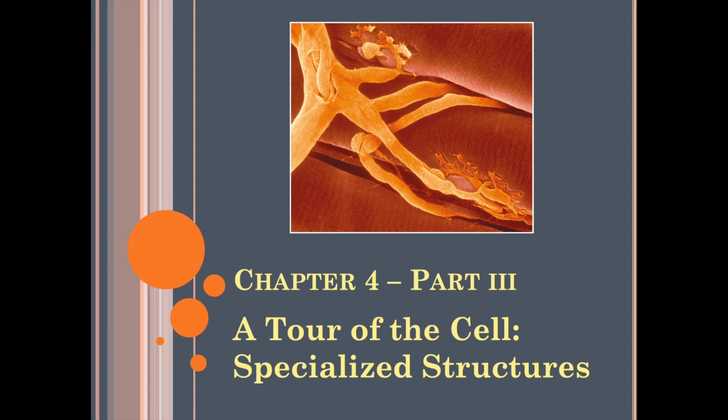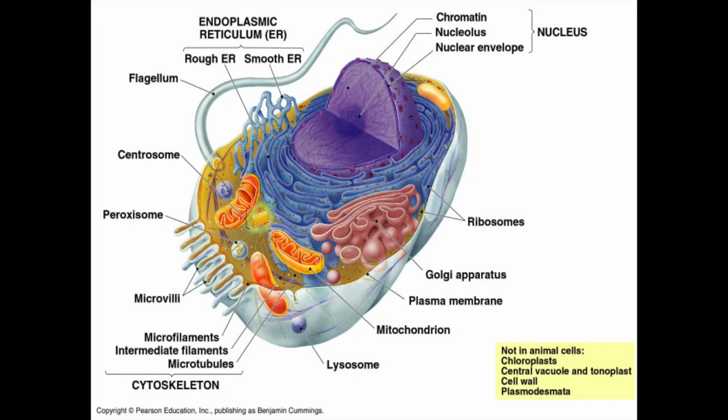Today's notes will cover Chapter 4, the last part of it, where we talk about specialized structures within a cell. So animal cells have some distinguishing features that help you to identify it versus a plant cell. Some of these key features include the presence of lysosomes, centrioles found within the centrosome.